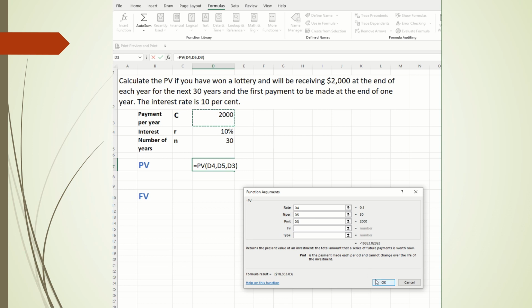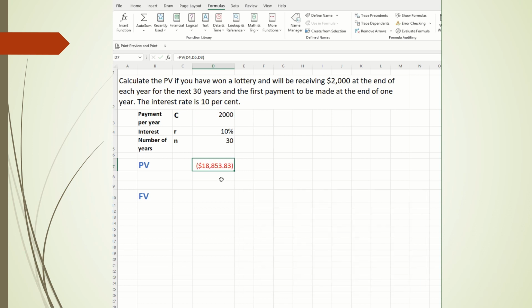So we'll press OK here, and the answer is $18,853.80. This is the present value of annuity.